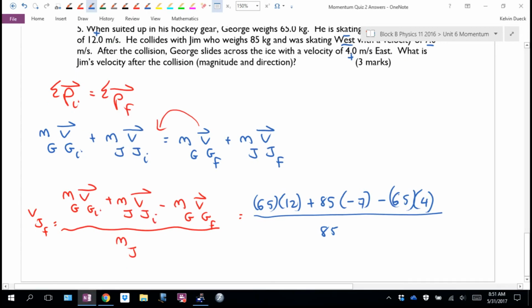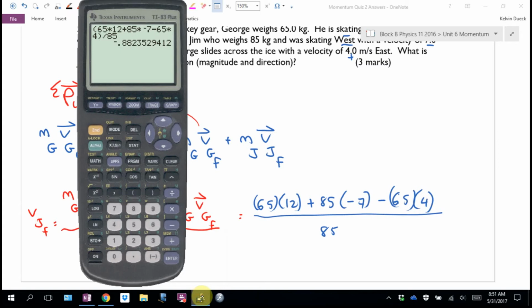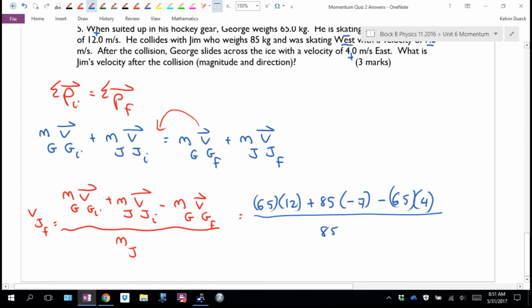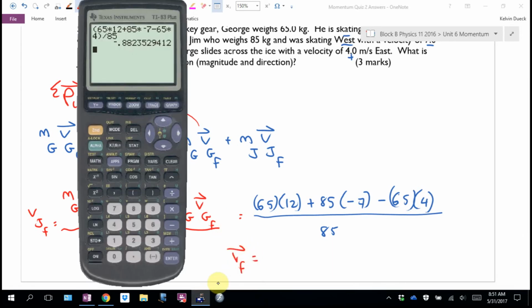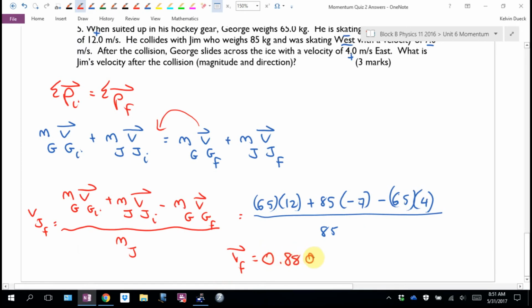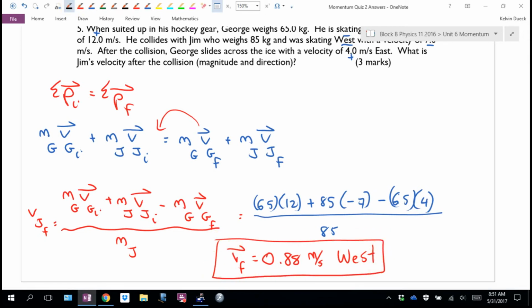What direction would that be? Negative? I let east be positive. I let west be negative. So if I got a negative, what direction am I getting? Okay, so I'm going to say V final is 0.88 meters per second west. Oh, I put negative 0.88. I'd give you 2.5 out of 3.